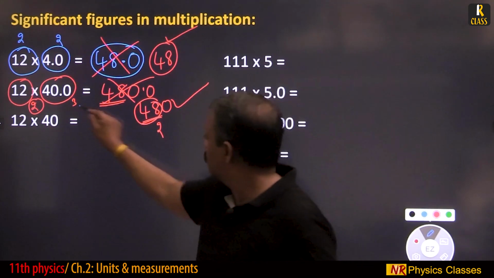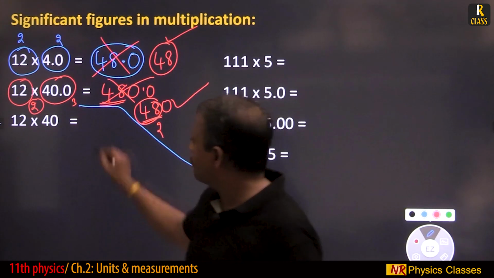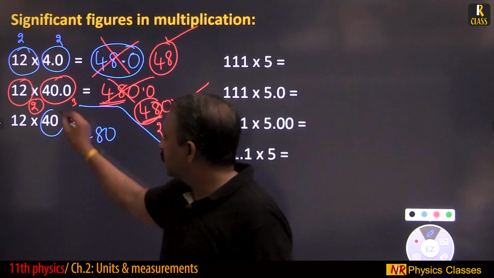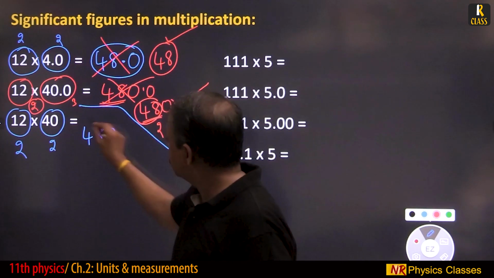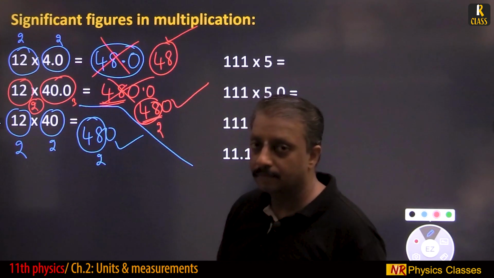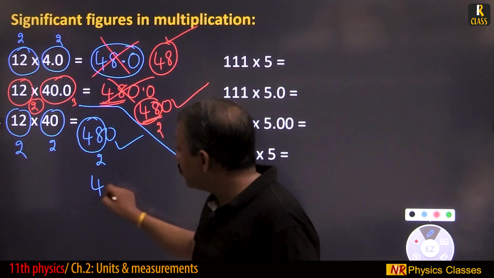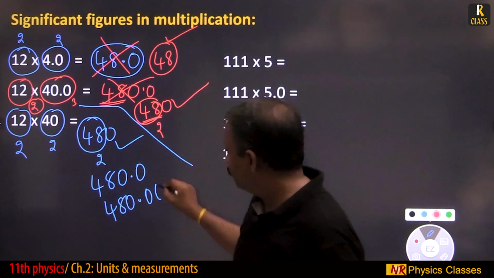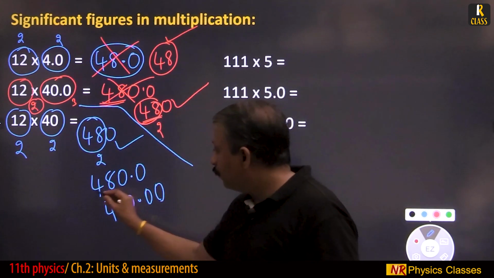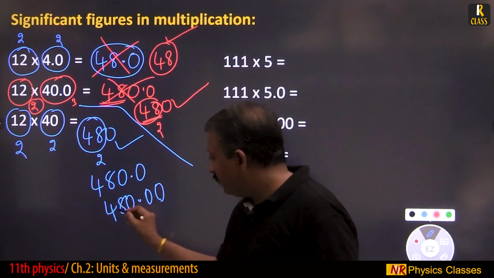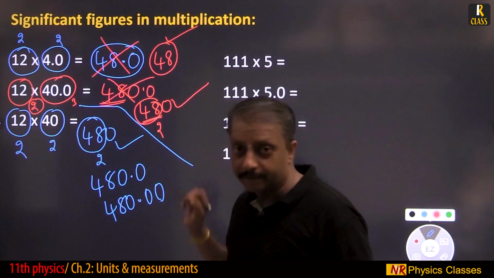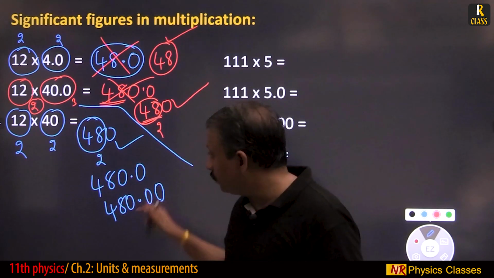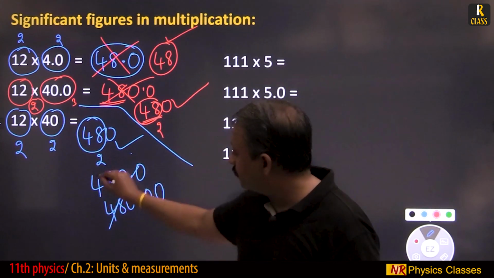Now, 12 times 40, 480. 2 significant figures. 2 significant figures. This has 2 significant figures. Correct. Instead of this, I cannot write 480.0 or 480.00. On a scale, 480.0 millimeter is the same as 480.00 millimeter. But for calculations, we have to consider the number of significant figures. According to that, this is correct and these two are not correct.